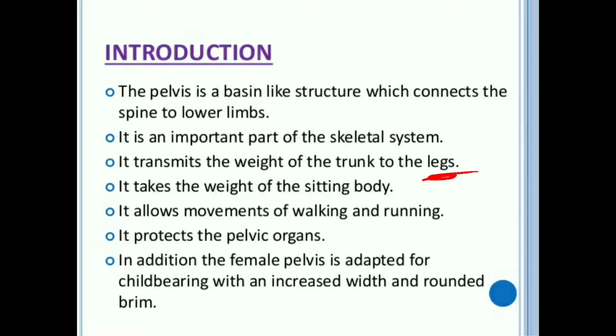and it protects the pelvic organs, of course, the pelvis or the pelvic cavity. Inside that there will be pelvic organs, so it will be protecting the pelvic organs. In addition, the female pelvis is adapted for childbearing with an increased width and rounded brim.